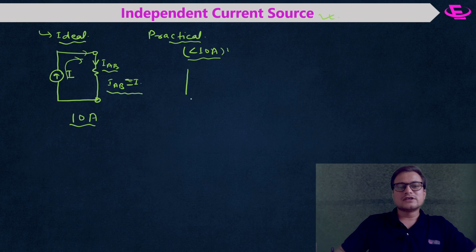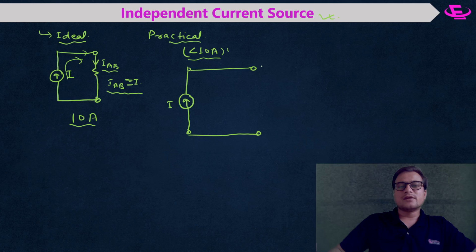So how to design a practical current source? Right now you are an engineer, you are going to design a practical current source. Suppose this is the value I ampere. Now what happens? You have to take this terminal AB.